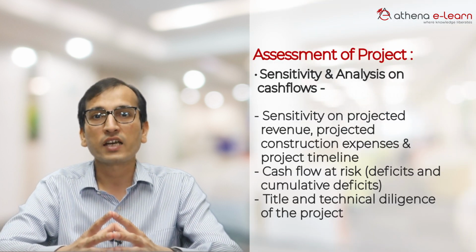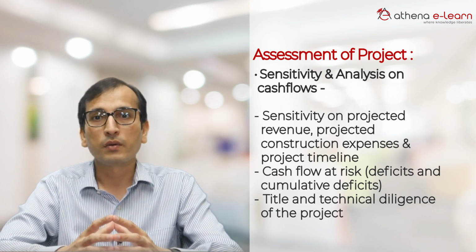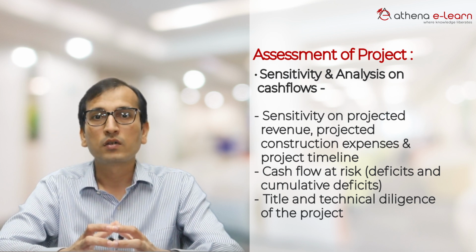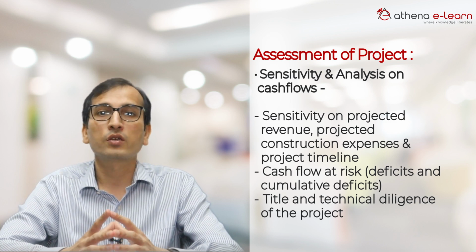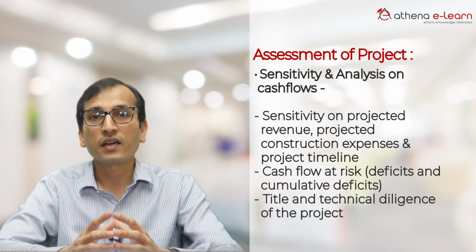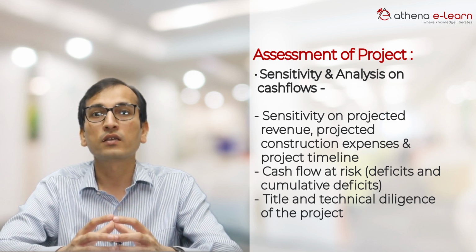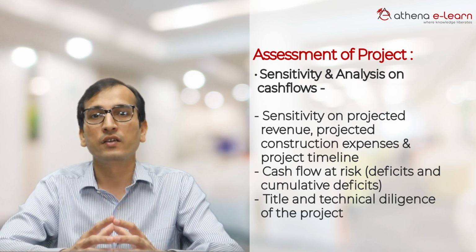The next important aspect for the underwriter is to do the sensitivity on the cash flow that he prepares. The sensitivity of the cash flow can be done by doing sensitivity on the projected revenue, the projected construction expenses, and the timeline by which the project will be delivered. This helps them to understand what is the cash flow at risk or deficit that would come if the selling price decreases, the construction cost goes up, and there are delays.